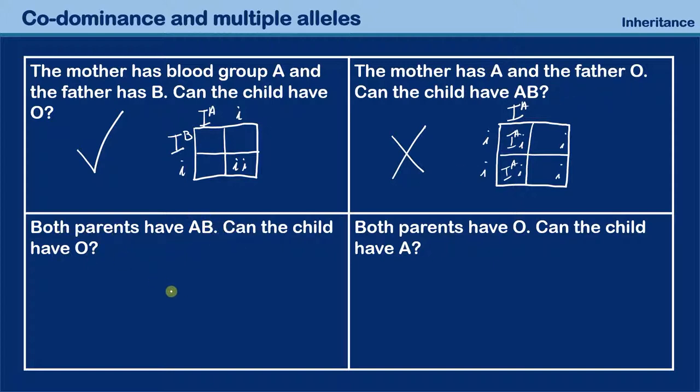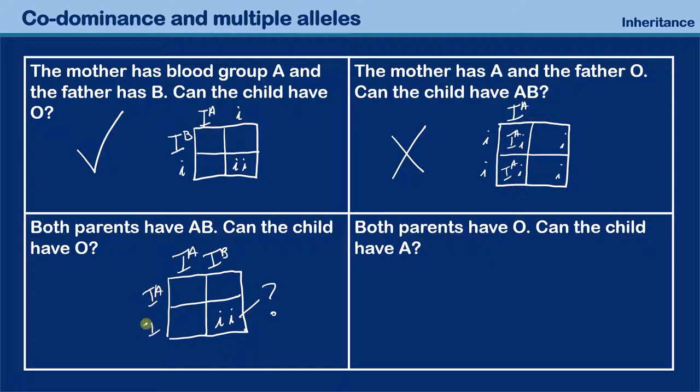Both parents have AB. Can the child have O? I think that is a relatively easy one as well. Can the child have O if both parents have AB? That is the question. Is this possible? No, of course not. There is no way that I can get blood group O over here. So this is definitely not possible.